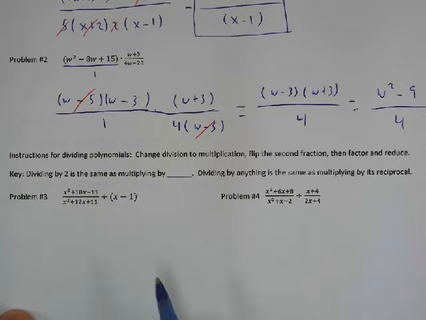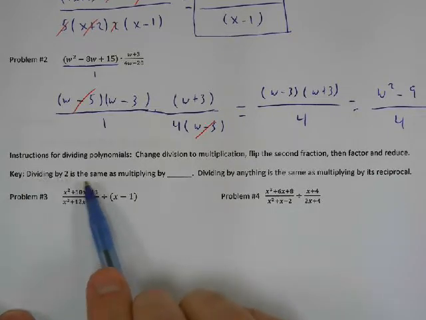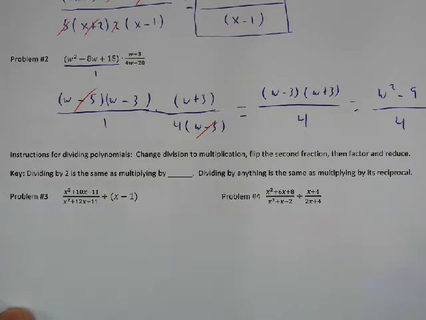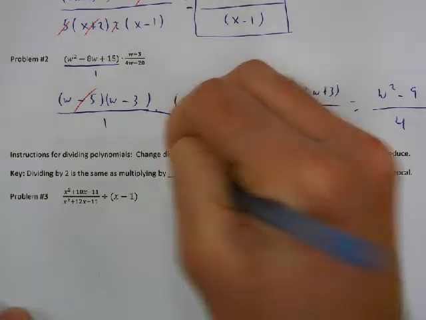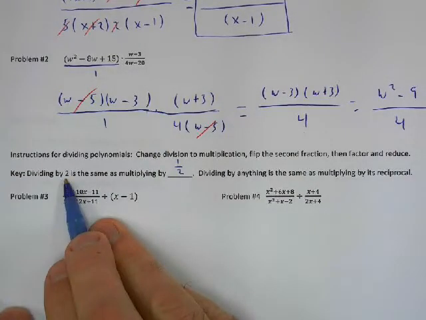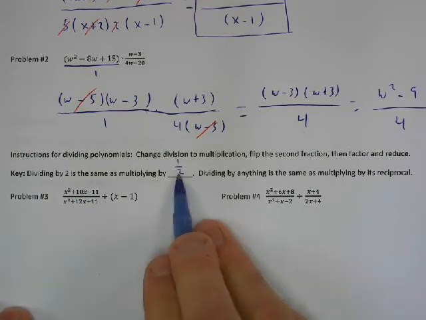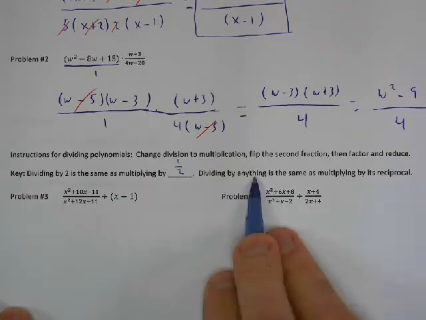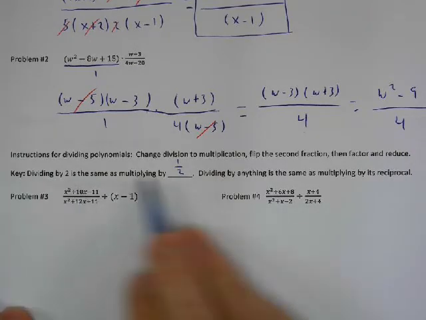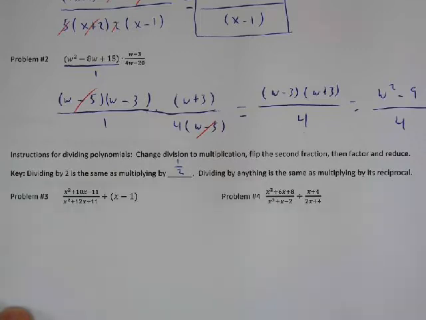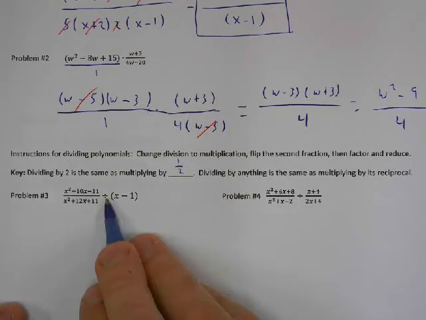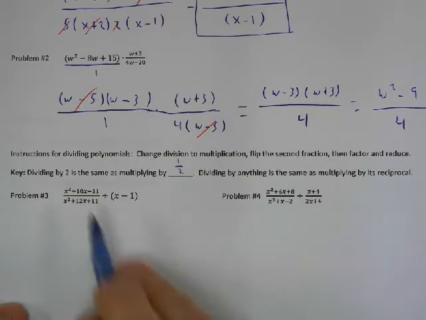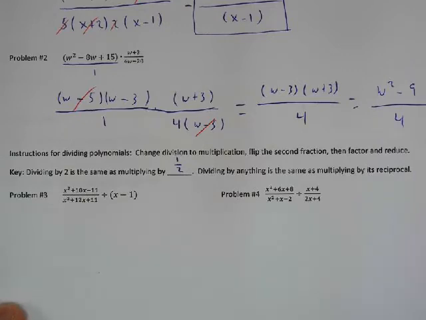Why does that work? So think of the answer to this question: dividing by 2 is the same as multiplying by what? Dividing by 2 would be the same as multiplying by 1/2. And what is 1/2 compared to 2, which is 2 over 1? Well, those are reciprocals of each other. So we just want to keep in mind that dividing by anything, because this isn't unique to 2, it works for anything, dividing by anything is the same as multiplying by its reciprocal. So if I want to divide this big thing by x minus 1, that's the same as multiplying this big thing by 1 over x minus 1.